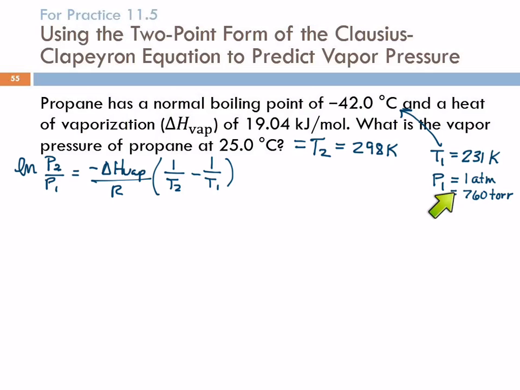Now here's a question. Does the unit on the pressure matter? Does it have to agree with R? What happens to these two pressures? The units are going to cancel out. We've got one pressure divided by the other, so the units are going to cancel out. So we can use torr or atmospheres. The question doesn't specify, so let's use atmospheres. Makes the math easier because then one of the pressures is 1.